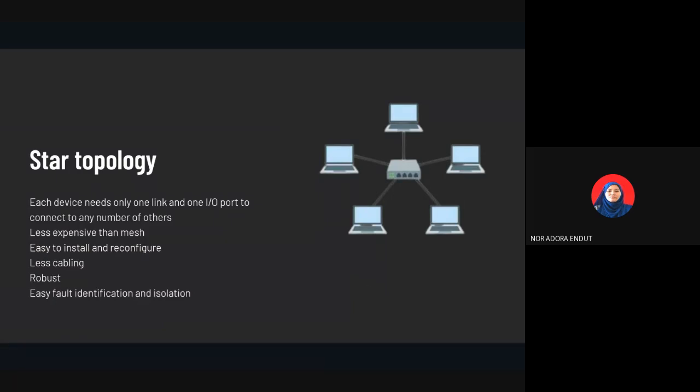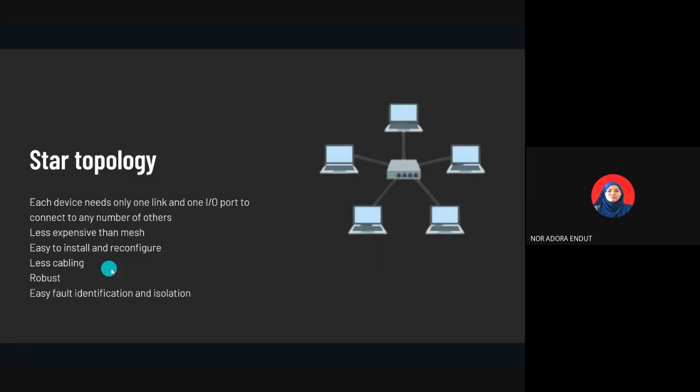Okay, so each device need only one link and one input-output port to connect to any number of others. Saya nak keluar, nak communicate dengan orang lain, satu je link. Both for input and output. Okay, so dia connect ke mana? You connect to a interconnecting device. Okay, so in this case, bila you need less cabling, it is less expensive than mesh. Also, it is easy to install and reconfigure.